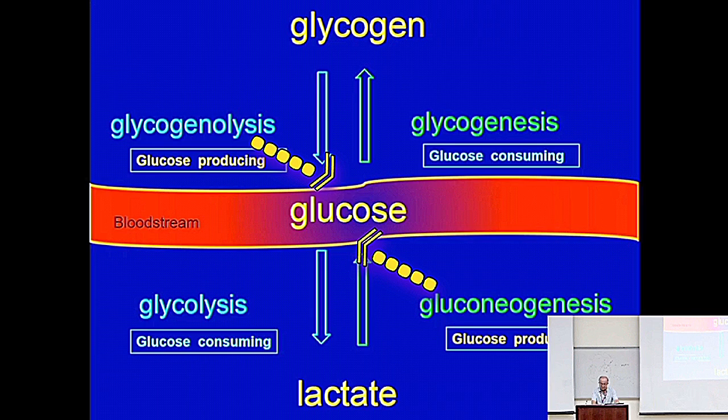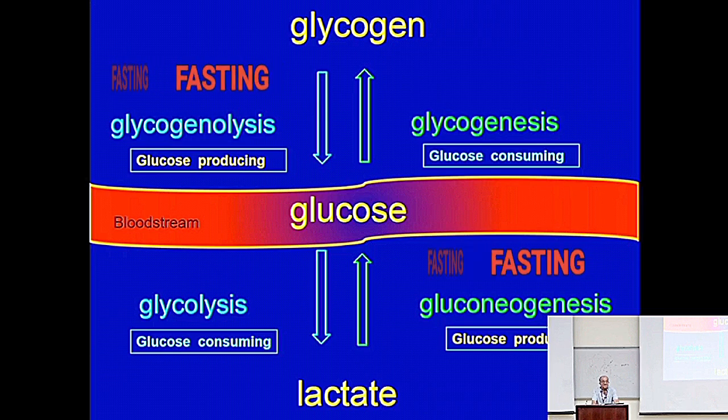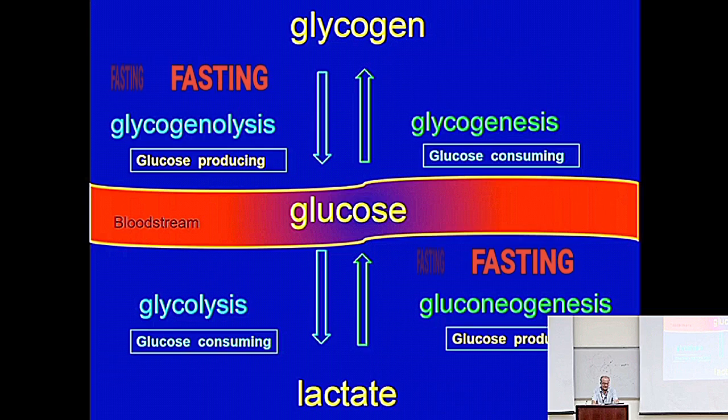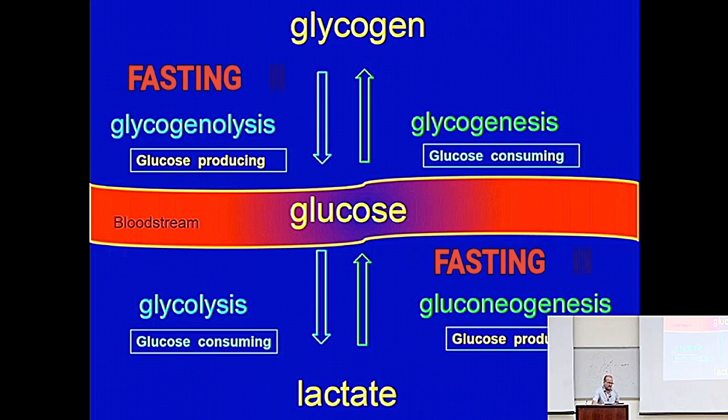So you should intuitively think, okay, when do we need this? When does the body need to produce glucose? Typically, when you're in a fasting state. And fasting simply means about 5 hours without a meal. Okay, so this is important in the big picture.